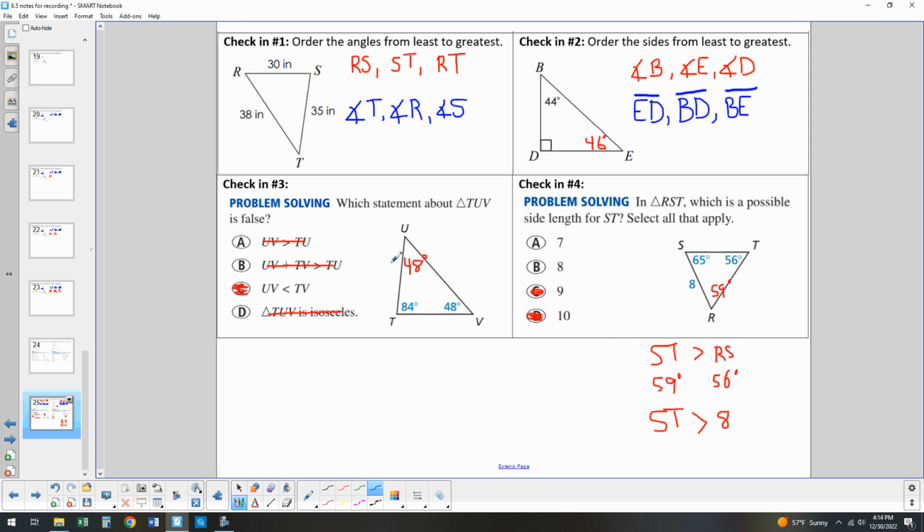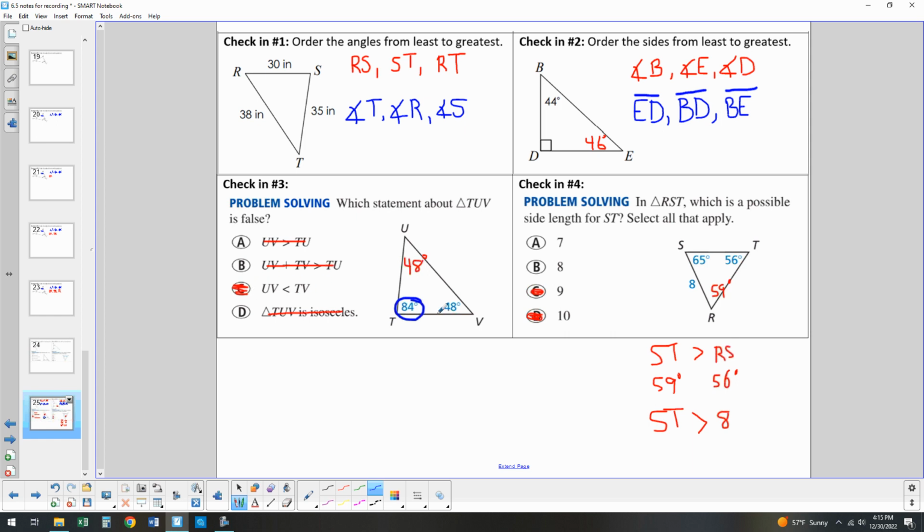For check-in 3, I found my missing angle was 48 degrees, meaning these two angles were the same, so it was isosceles, so I immediately got rid of that. Then they said the sum of two sides is greater than the third, which is always going to be true if it was a triangle at all, so we could eliminate that. So then it was down to these two. Is UV bigger than TU, or is UV less than TV? So UV is across from the 84. That should be the biggest side of this triangle because it's across from the biggest angle, which means it has to be bigger than any other side. It cannot be less than any other side. So this is the one that's false.